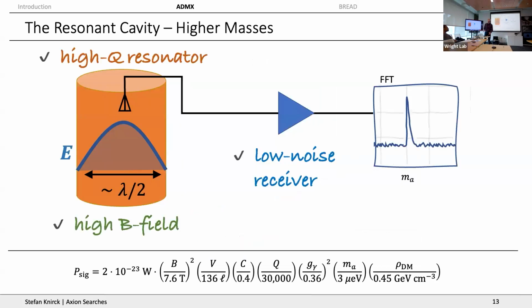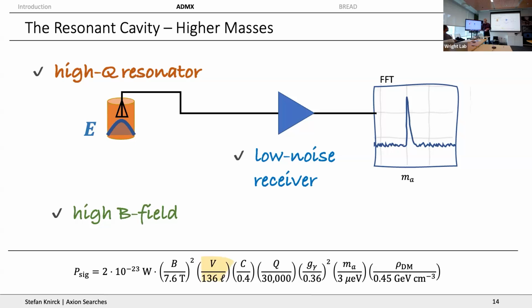So what's the catch? Well, this is a lambda half resonator, more or less, right? So half a wavelength fits inside this cavity. If you want to go to higher frequencies, and we are talking about orders of magnitude being unprobed, or maybe just an octave for ADMX, what that means is the frequency goes up by some factor, which means the size of the cavity goes down. So the cavity gets smaller, which means the volume of the cavity goes down, which is a problem because your signal goes with the volume.